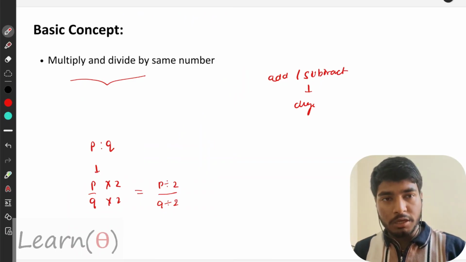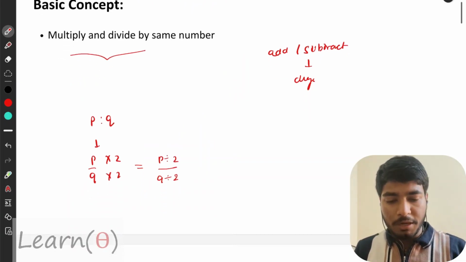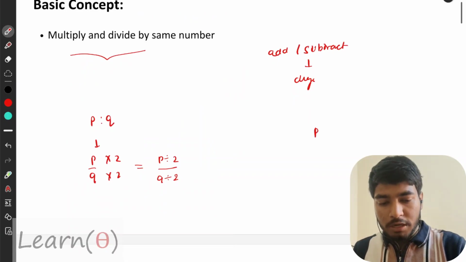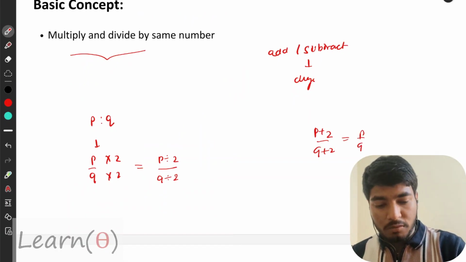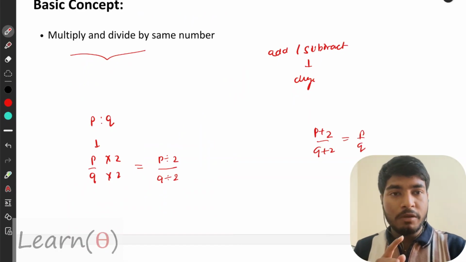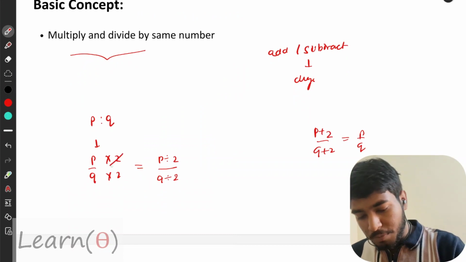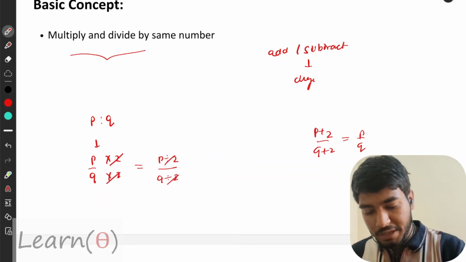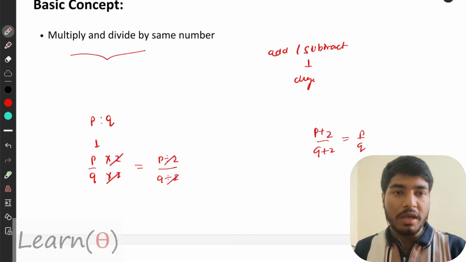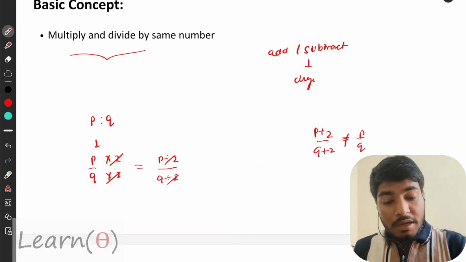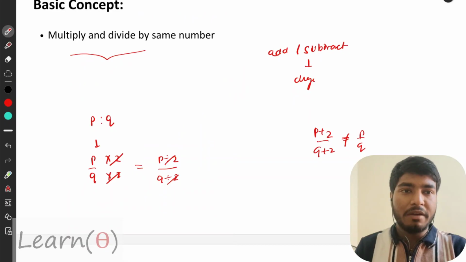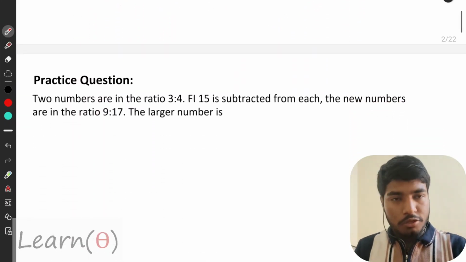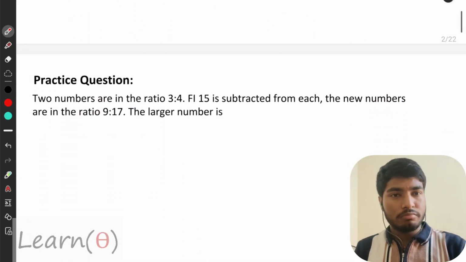I will tell the application of this in the further part. But when you add or subtract, let us say I write p plus 2 over q plus 2, it will not be equal to p by q. Why? Because in multiplication or division I can cancel the 2, but here you won't be able to cancel it. Therefore remember that subtracting or adding changes the ratio, whereas multiplying and dividing keeps it the same. So let us take a question and solve it.